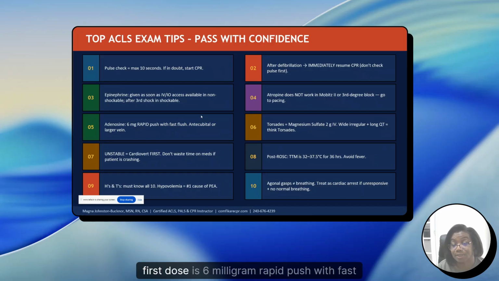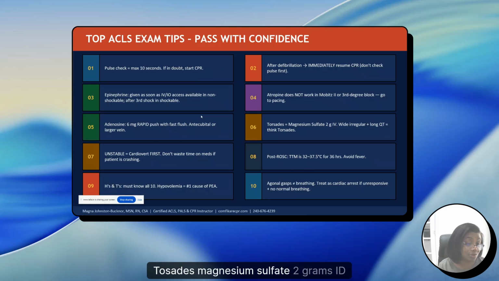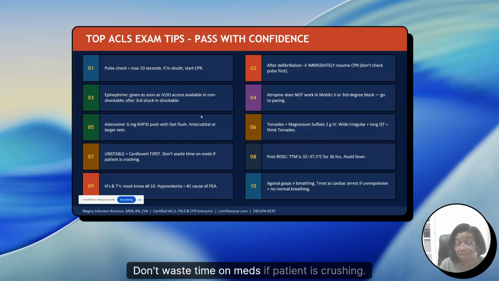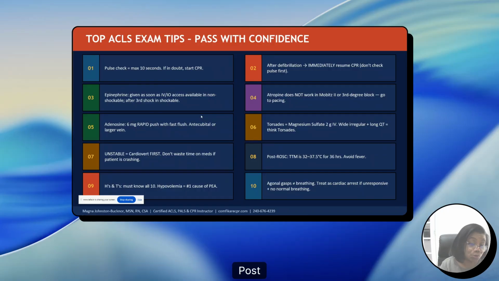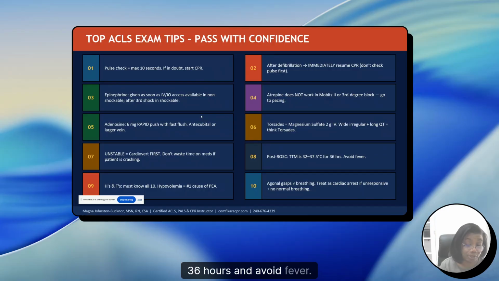Adenosine: first dose is 6 milligrams rapid push with fast flush. You want a big vein like the antecubital fossa or a larger vein. Torsades: magnesium sulfate 2 grams IV. Wide irregular plus long QT, think torsades. Unstable, cardiovert first. Don't waste time on meds if the patient is crashing. Post-ROSC, targeted temperature management 32 to 37.5 for 36 hours and avoid fever.